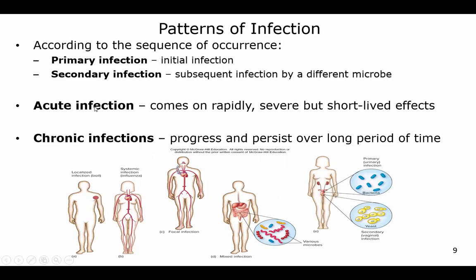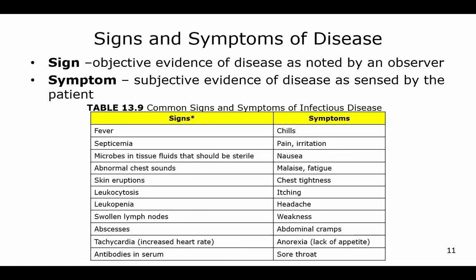Acute infections mean rapid onset. Short-lived, but comes on hard and fast. Chronic infections tend to be progressive and persistent over a longer period of time.